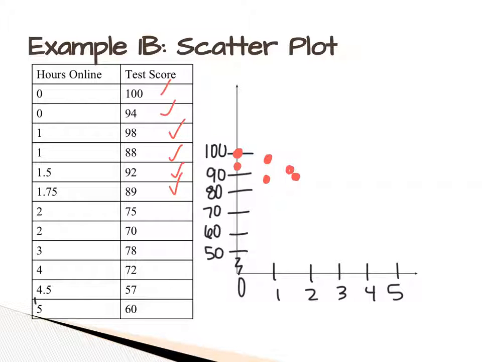Okay, I'm going to graph the other ones and start the video again. Okay, so I have all the points graphed now. If you look at your graph, the points are rather close together, and it's pretty obvious that the more hours spent online, the lower the test score gets. So that's going to make it a strong negative correlation.